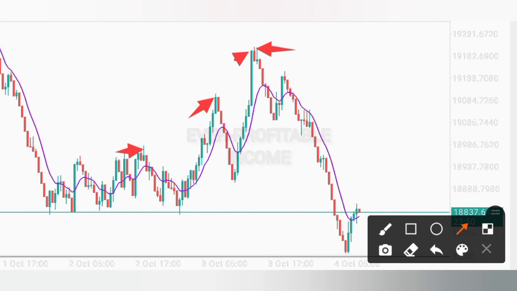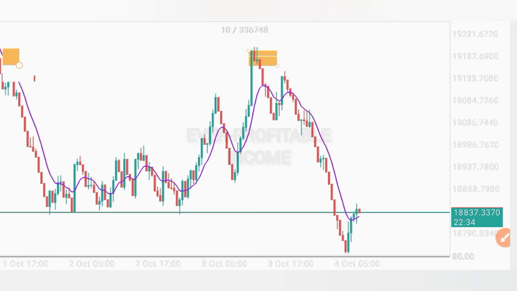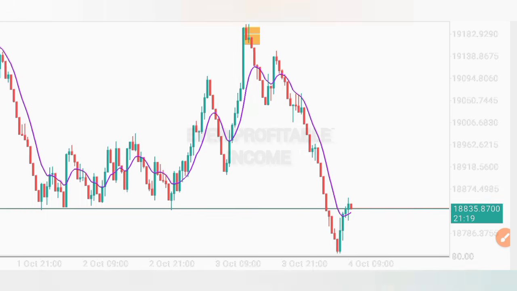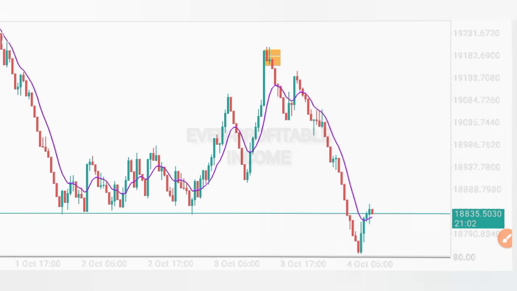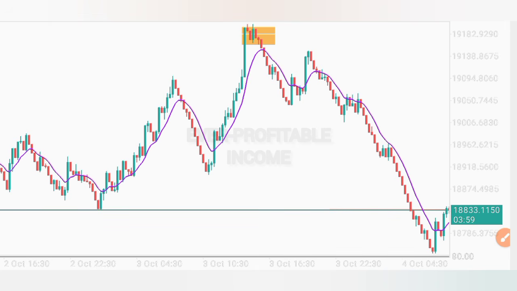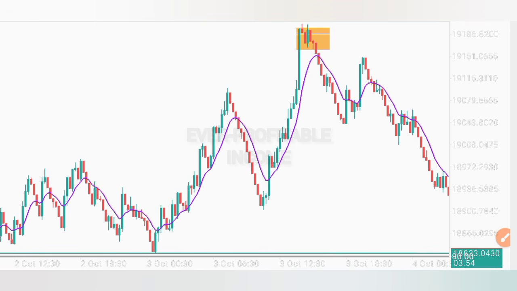So you mark out that zone. Let's go ahead and mark it out. I just use the rectangle tool to mark out that zone. Then we're going to head over to the 15 minutes time frame to see what that zone looks like. So this is what the zone looks like at the 15 minutes time frame. Remember, we are working with previous activity of the price, and we are trying to get an entry.